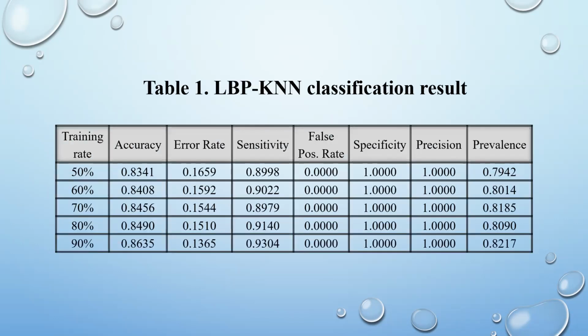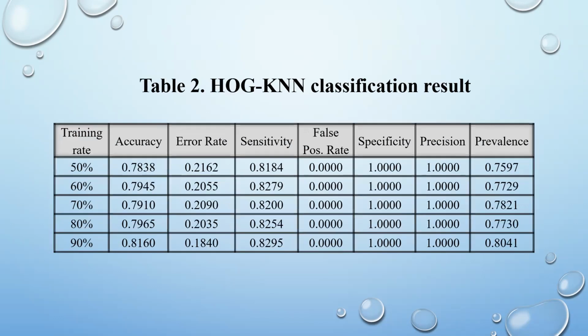Table 1, for the local binary pattern with K-nearest neighbors, shows for the different sizes of training the accuracy, error rate, sensitivity, false positive rate, specificity, precision, and prevalence. Table 2 shows the histogram of oriented gradient with K-nearest neighbors with different training rates. It shows the accuracy, error rate, sensitivity, false positive rate, specificity, precision, and prevalence.